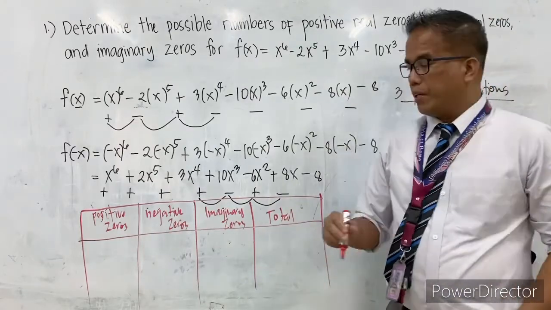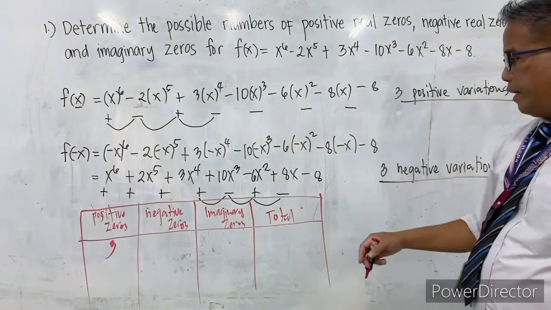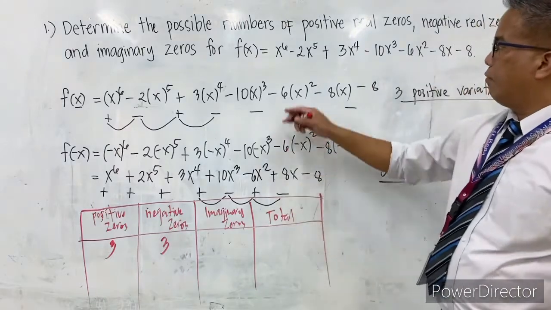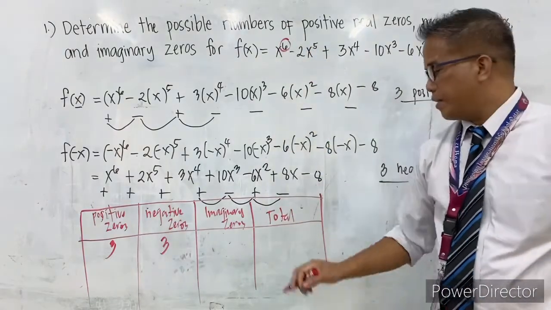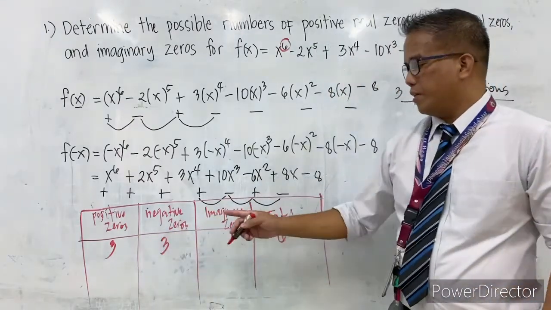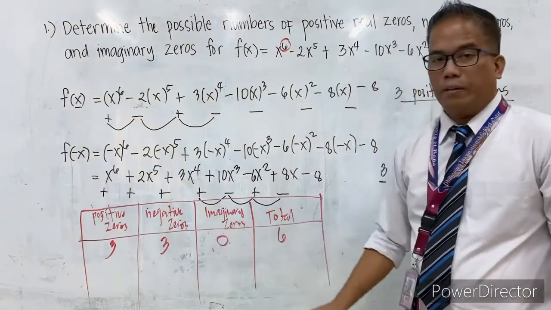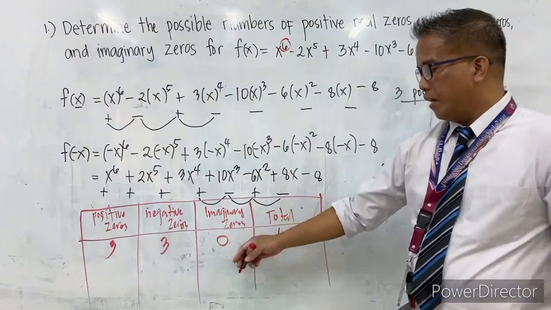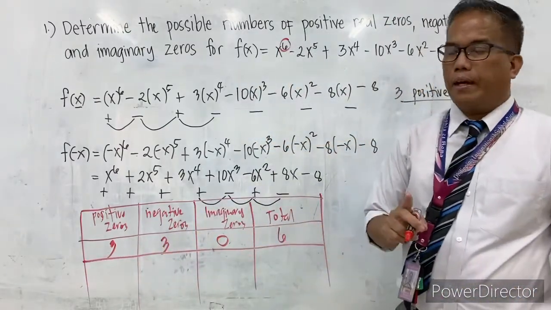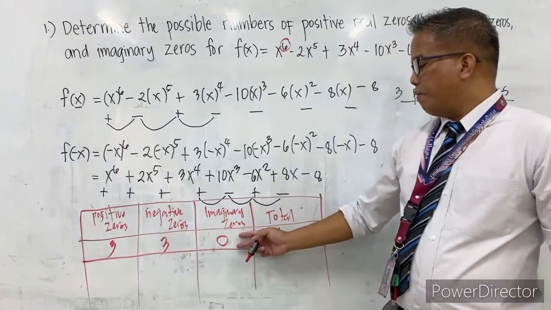For the positive zeros, just write 3. We just copy this one. For the negative zeros, we have 3 also. Then for the total, we base it on the highest degree, which is 6. So just write 6 here. So 3 plus 3 equals 6. Then 6 minus 6 equals 0. So we have 0 imaginary zeros in row number 1. This is the first possible combination: 3 positive, 3 negative, 0 imaginary.